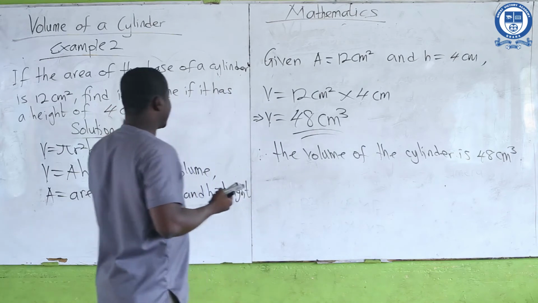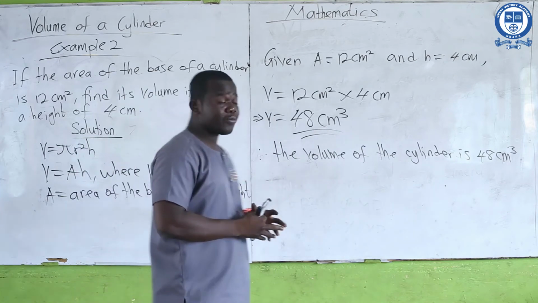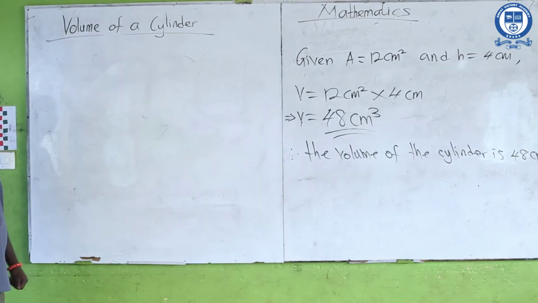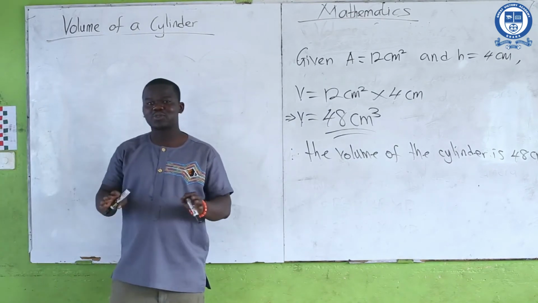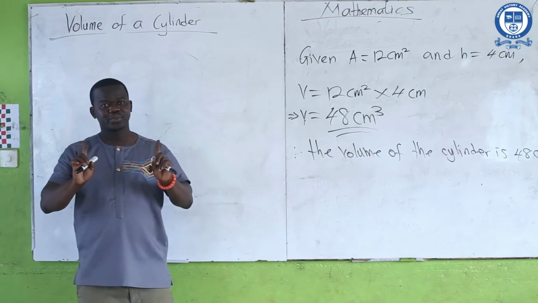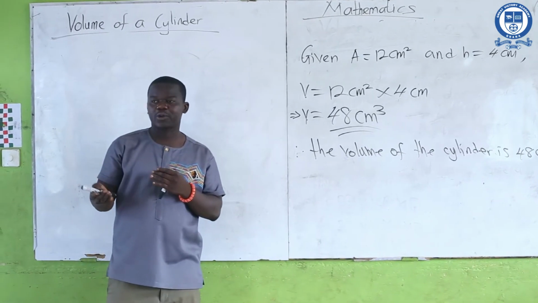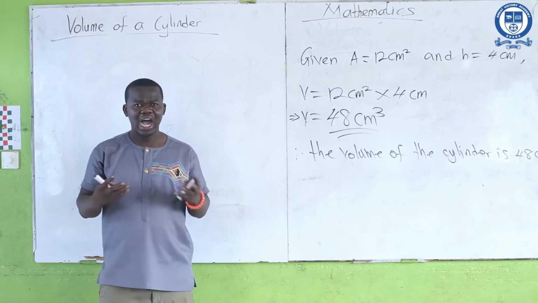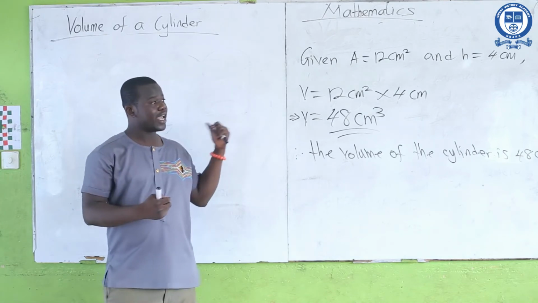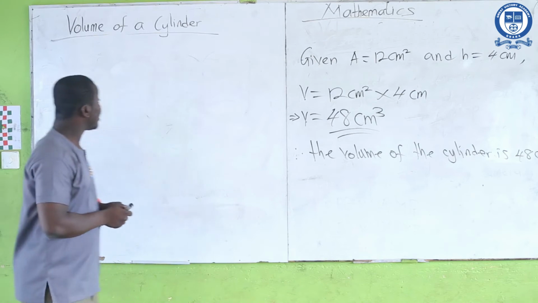And of course, we looked at a number of examples, and I hope that should be enough to keep you going. Now, let's consider another example. Sometimes you can be given the volume and the height, and the question will be that you find the radius of the base or the cross section. How do we look at that? This example is going to consider that. Now, let's write it down.